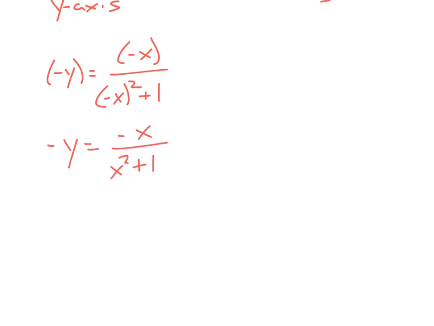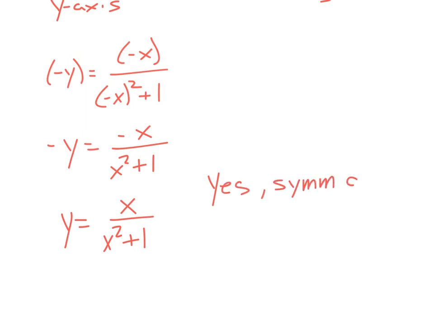So is that okay? All right, but now when we divide by a negative 1 to get y positive, it'll actually divide this negative 1 away also. And so then we would have y equals positive x over x squared plus 1. Does that make sense? So now is that the same as the original? Okay, so then yes, it is symmetric about the origin.